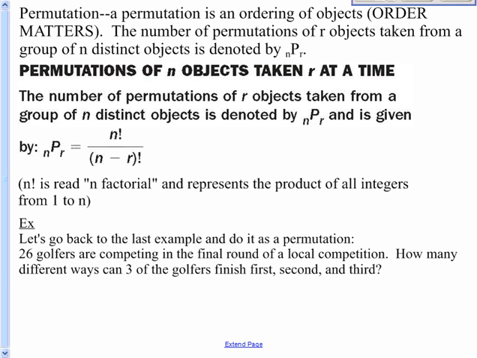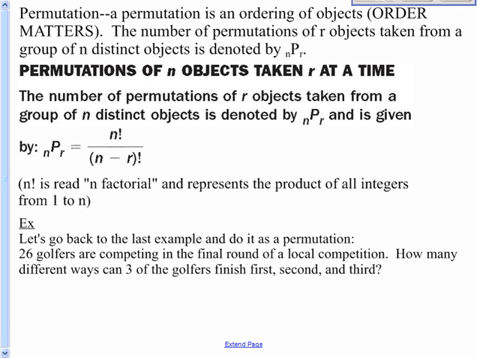All right. So definition here, permutation is an ordering of objects. Okay, so order matters, just like in that last example. The number of permutations of R objects taken from a group of N objects is denoted by N permutation R, NPR.